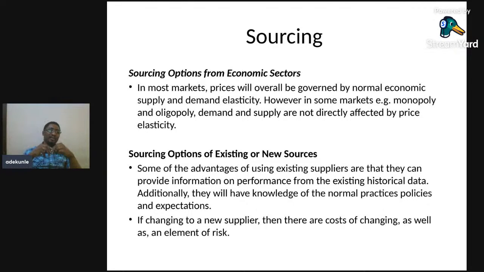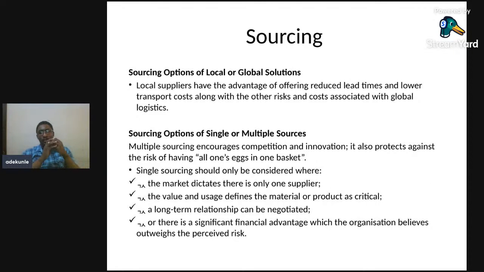We can have sourcing options based on existing or new sources. The advantages of using existing suppliers are that they can provide you very good information on performance from historical data, based on how you've dealt with them. Additionally, they have knowledge of normal practices, policies, and expectations. That becomes an advantage of using an existing supplier rather than a new supplier. Changing to a new supplier has its own advantage: you can go for a better price, but understand that there are costs of changing as well as the element of risk involved in bringing somebody new into sourcing your product within your organization.